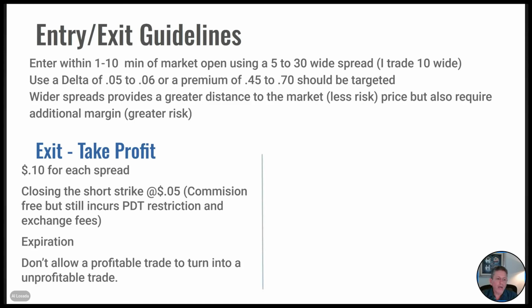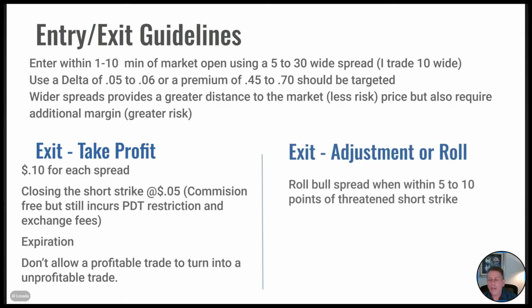Also, don't allow a profitable trade to turn into a non-profitable trade. If you're good and you have an account over 25,000, the best thing to do is just close the trade, take the money, and go. When I trade, because we have a lot of people who don't have 25,000, I trade and let it expire, most of the time.